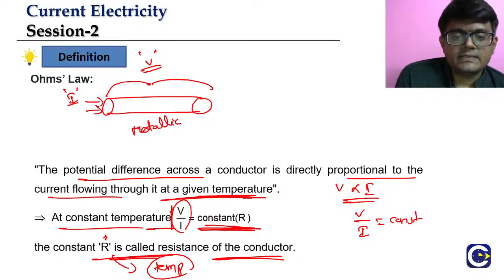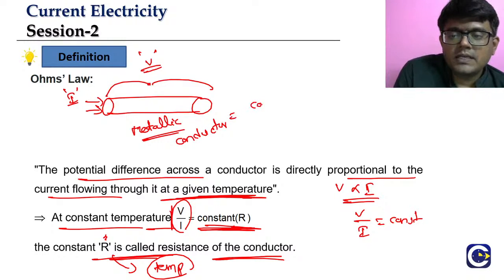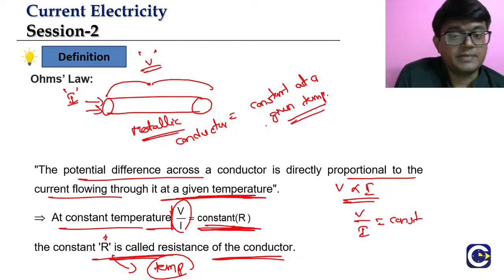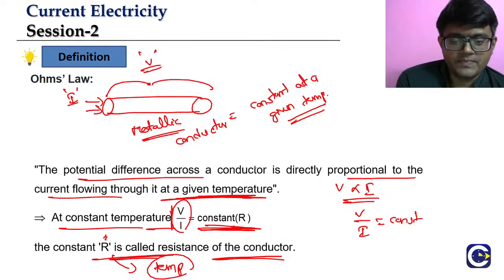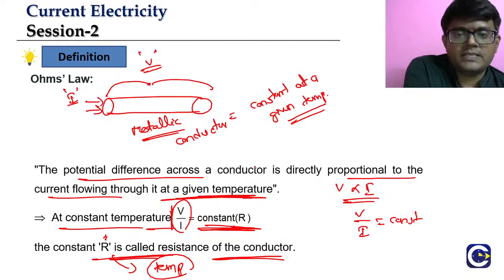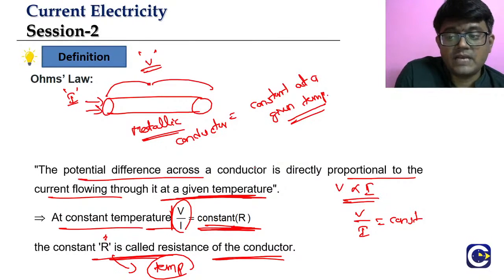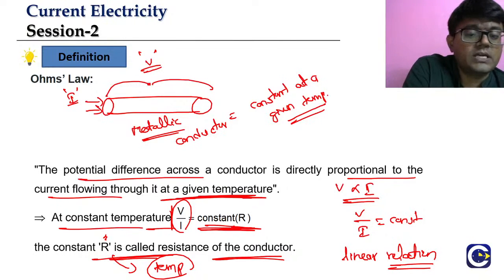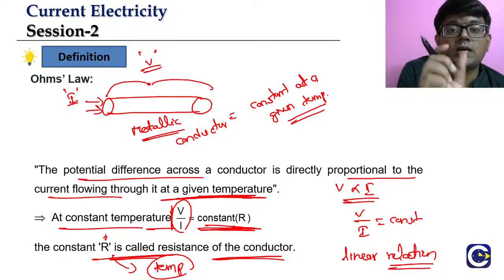Okay, so the resistance of a metallic conductor, right, will be what? It will be a constant at a given temperature, but it will be changing based upon the temperature. Okay, but if you are keeping a temperature to be fixed means, what is the observation we are having? V proportional to I, V by I will be constant. This is what we are calling as the linear relation. We are talking about one new physical quantity.